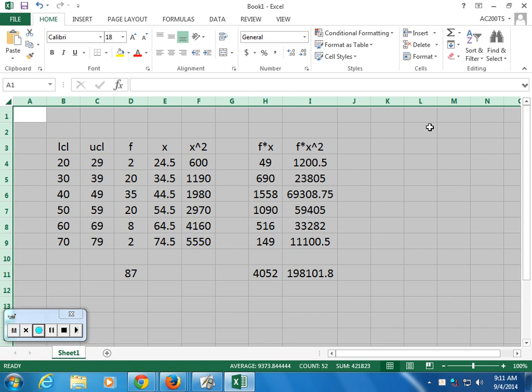Now, if you don't take the square root of that, what's it called? Don't tell me variation. Variance. The variance is right in here, and then you take the square root of the variance, that gives you the standard deviation.